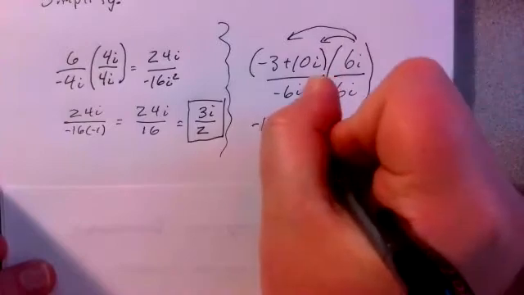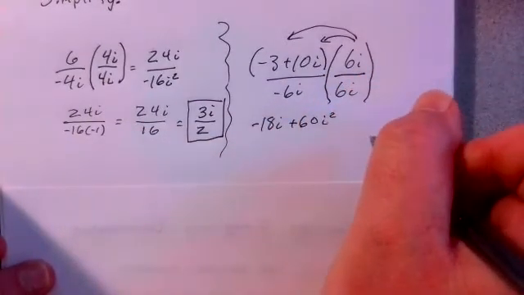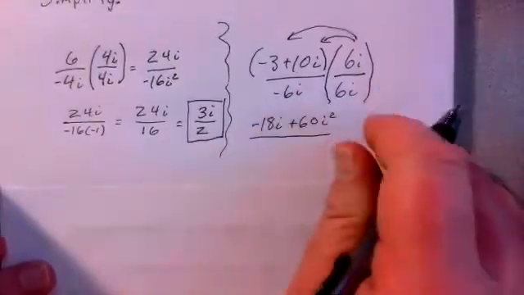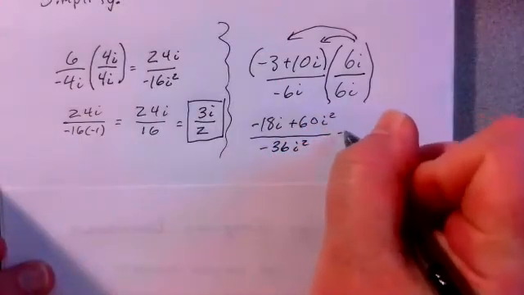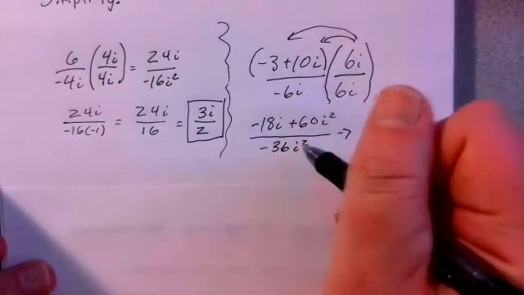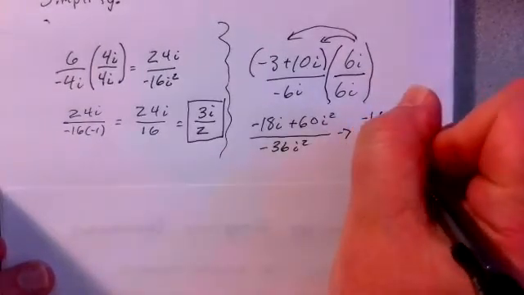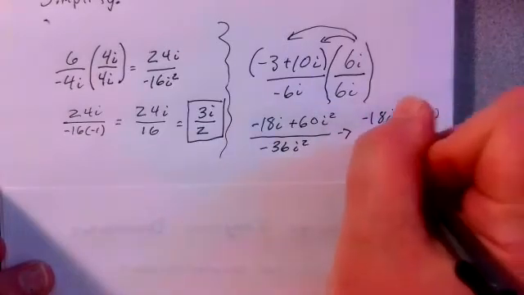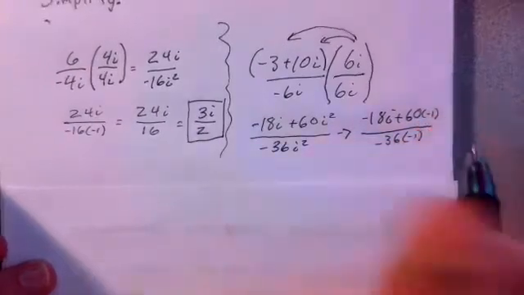6i times 10i is a positive 60i squared. The denominator then, -6i times a positive 6i is a -36i squared. Now I'm just going to simplify by taking my i squareds and turning them into -1. So I have -18i plus 60 times -1 over -36 times -1.